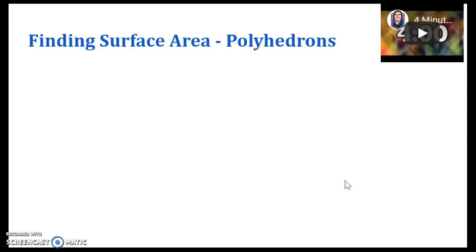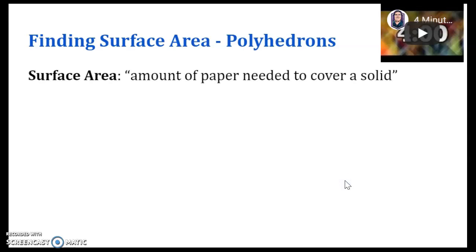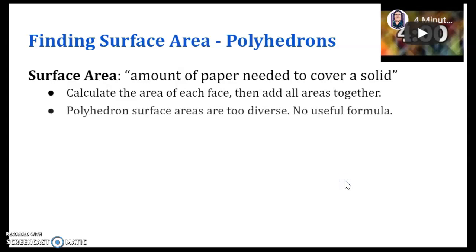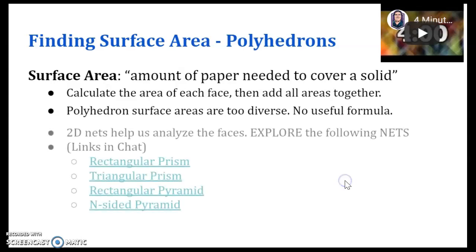Now we're going to be looking at finding surface area of polyhedrons. What is surface area? It's the amount of paper needed to cover a solid. So you calculate the area of each base and then add all areas together. Now polyhedron surface areas are too diverse, meaning that no particular formula works for all polyhedrons. So you basically need to use logic. The formulas are not useful.